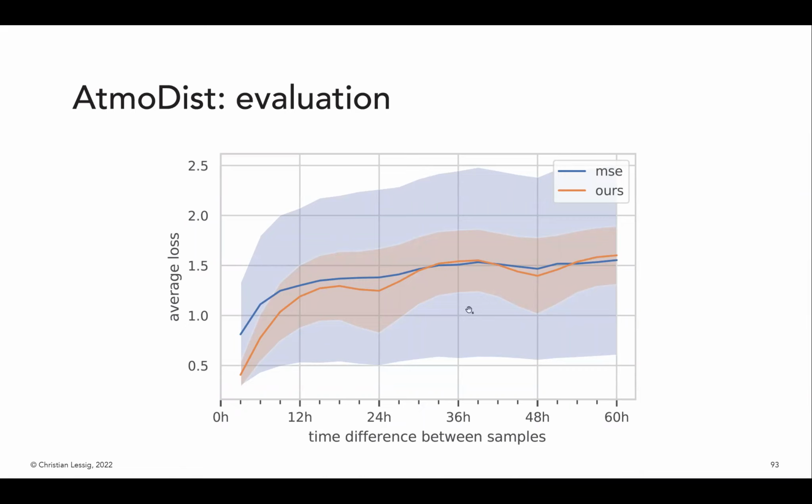And we also see that it has a far smaller variance. So the MSE error, the L2 error, oscillates a lot depending on which particular patch you pick. You can be lucky, you can be very unlucky. Our distance is much more consistent, and that's typically very useful for applications.